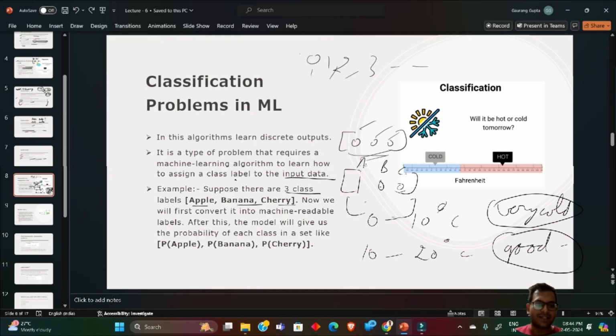Then the model will predict the probabilities of each class. See, our machine learning models are never 100% accurate. They can be 99.99% accurate, but they will never be 100% accurate. So what they do is they give a confidence score, or you can say, okay, I'm 70% sure that this image you are showing me is apple.